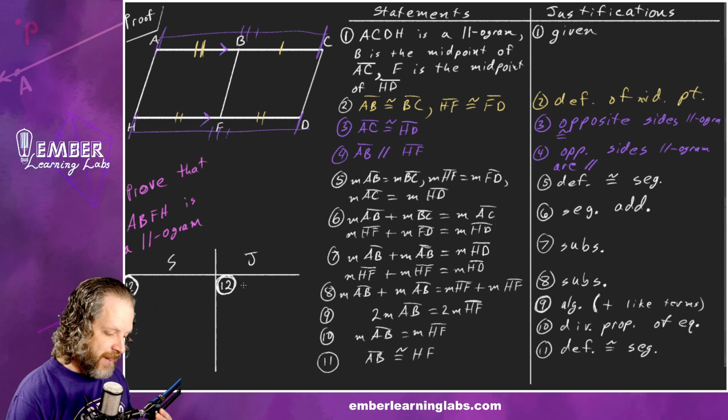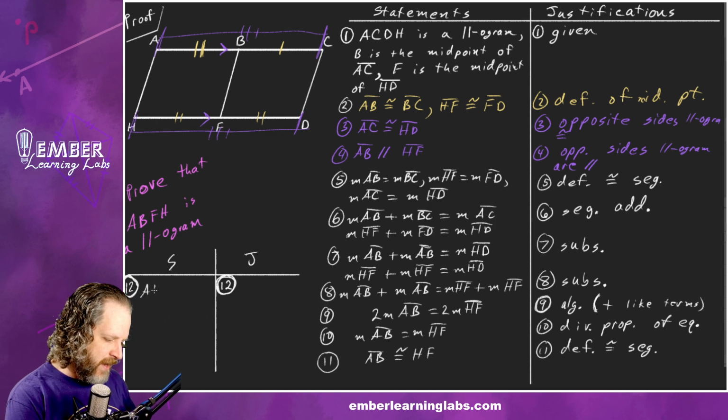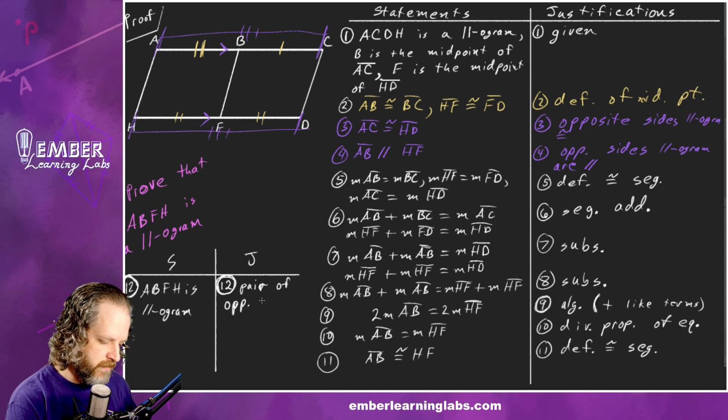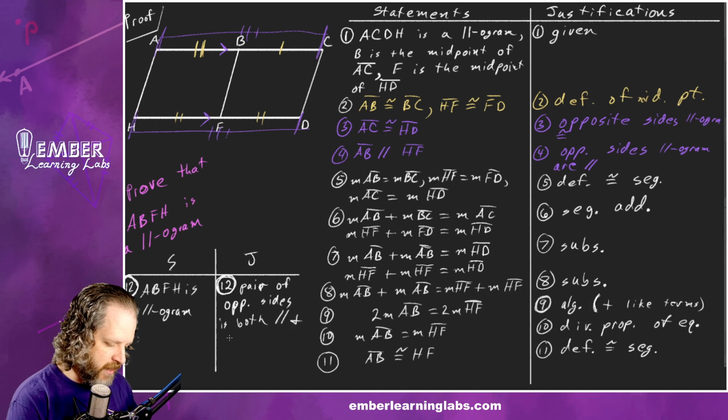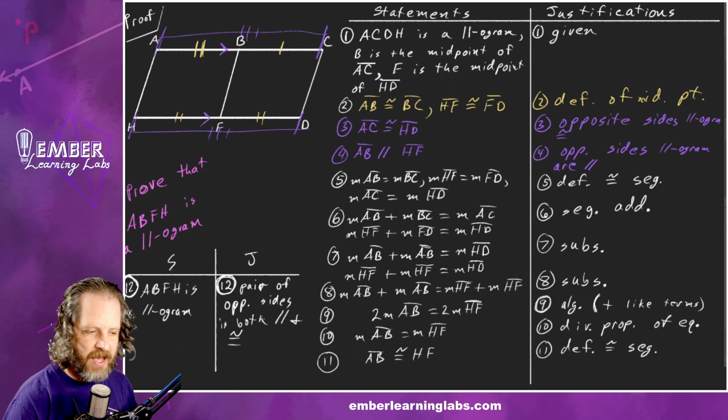So last thing is ABFH is a parallelogram because a pair of opposite sides is both parallel and congruent. And that's it.